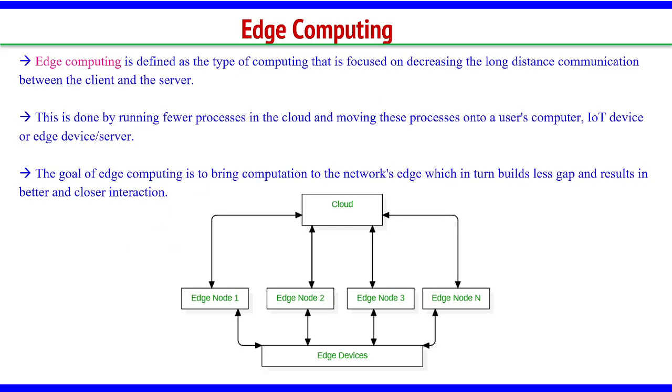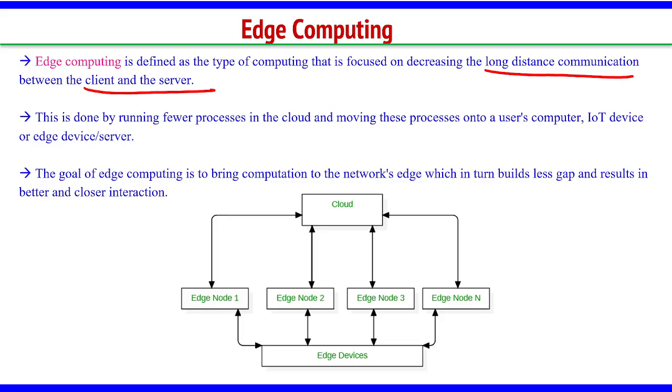So edge computing is a type of computing that is focused on decreasing the long-distance communication between the client and the server, because the IoT device is somewhere and the server is located somewhere else, in the cloud. Let's say data from the IoT device is loaded into the cloud. There I am processing it and giving the response.